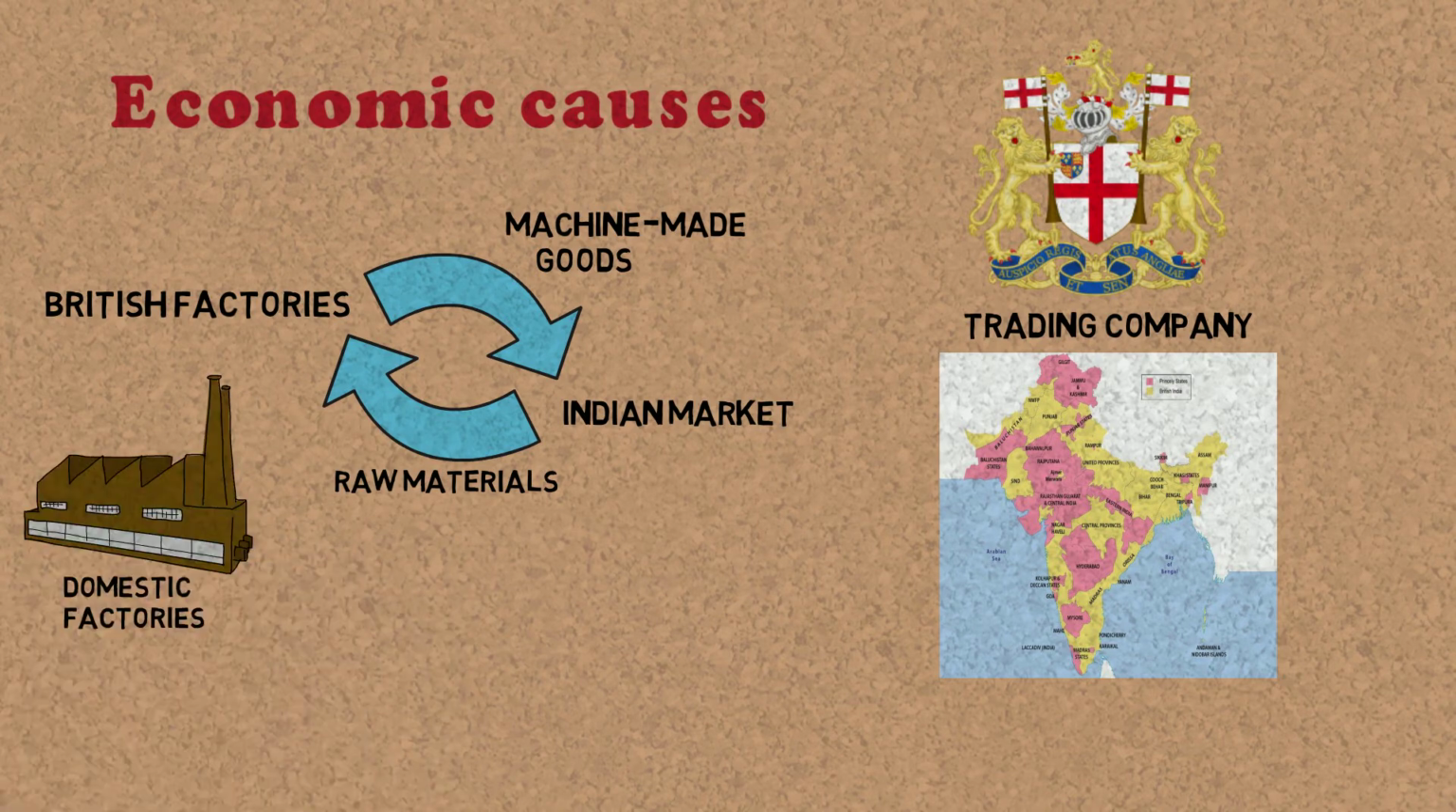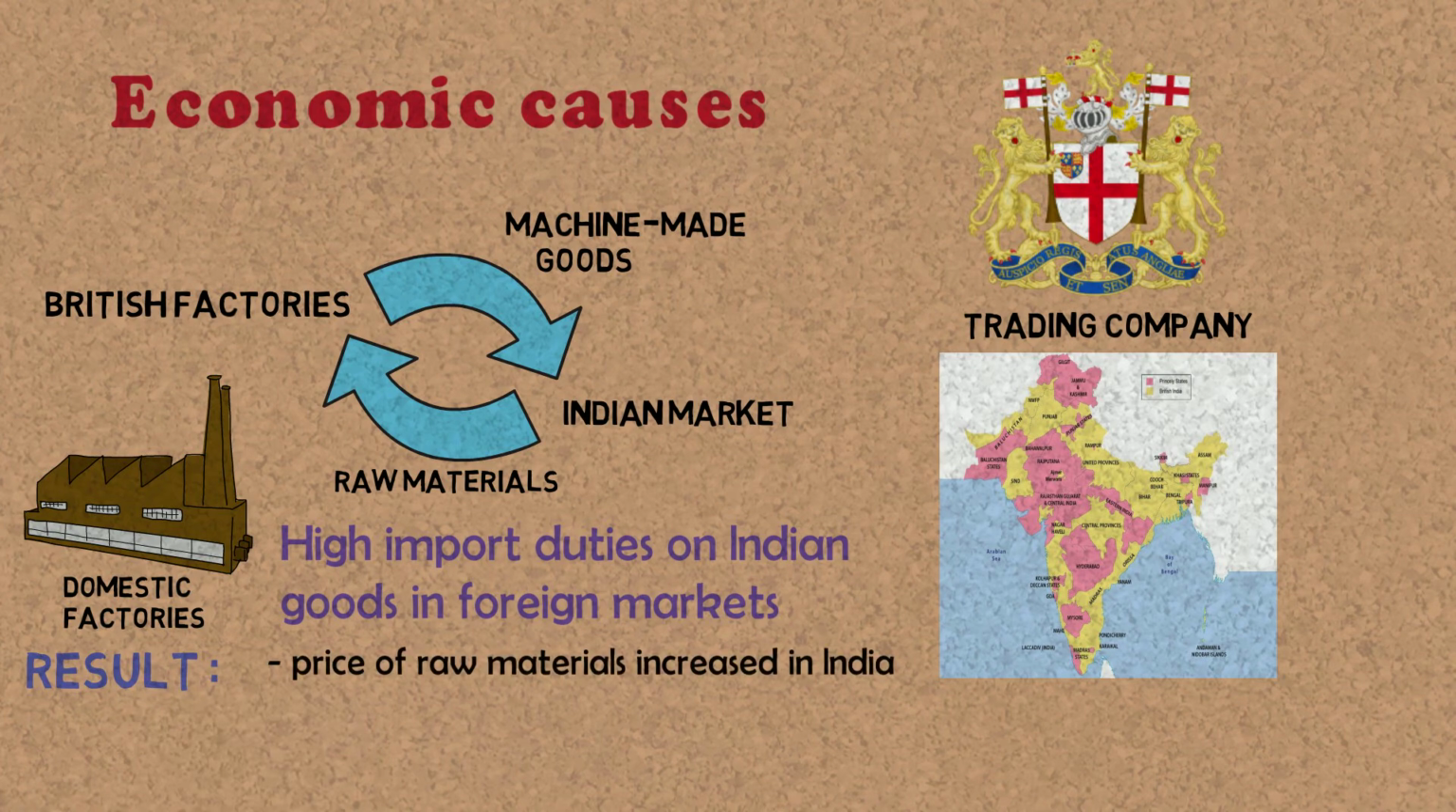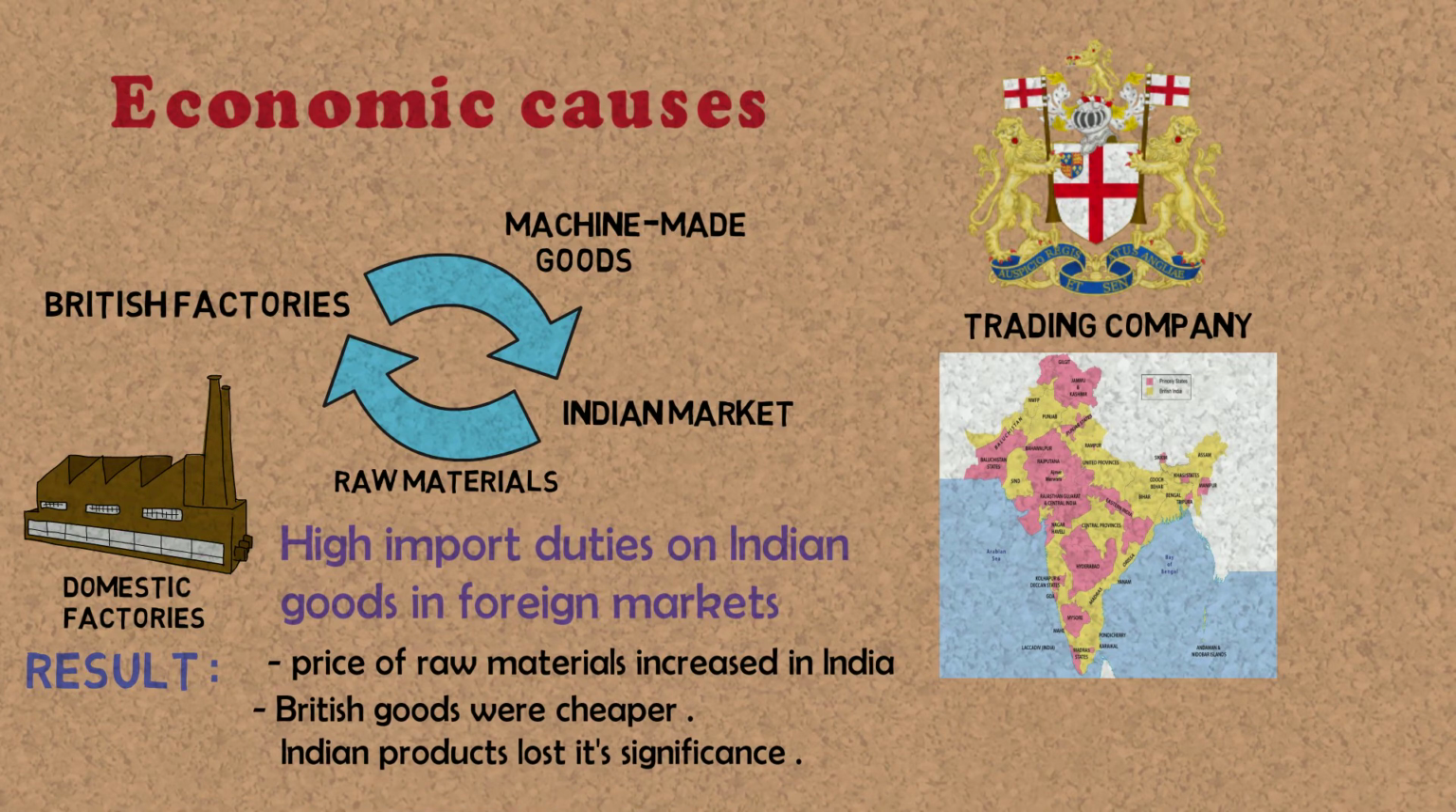What about the factories in India? The domestic factories in India suffered too. They were unable to sell their products in the foreign market because the Britishers imposed high import duties on Indian goods. And because the raw material was being exported to Britain, the prices of raw materials inflated. So the cost of production of Indian made goods increased, making it difficult to compete with the British made cheaper alternatives. Thus India's handicraft sector and the local industries were systematically destroyed.